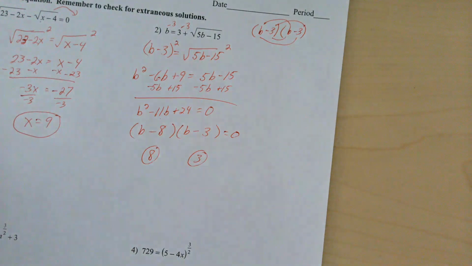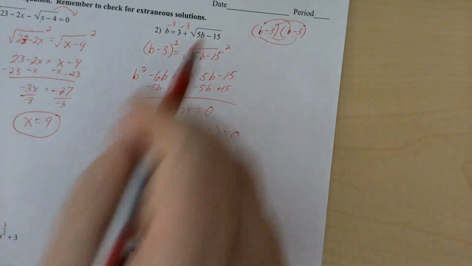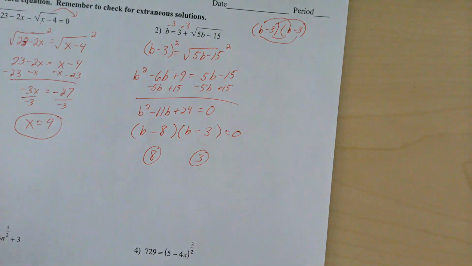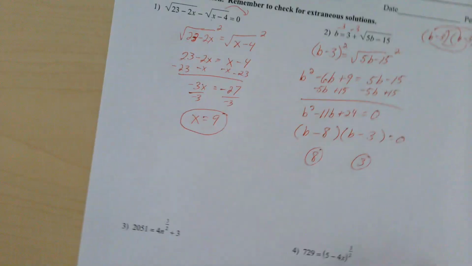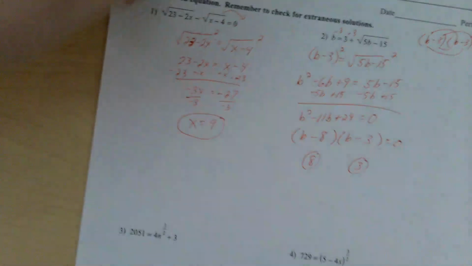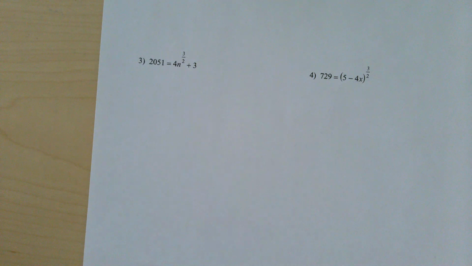So I do warn you about extraneous solutions. Again, you're not going to lose any points if you miss an extraneous solution. But both of these, you can plug in an 8, you can plug in a 3, and you will get true statements. Okay, now the last two, these are all about inverse operations.